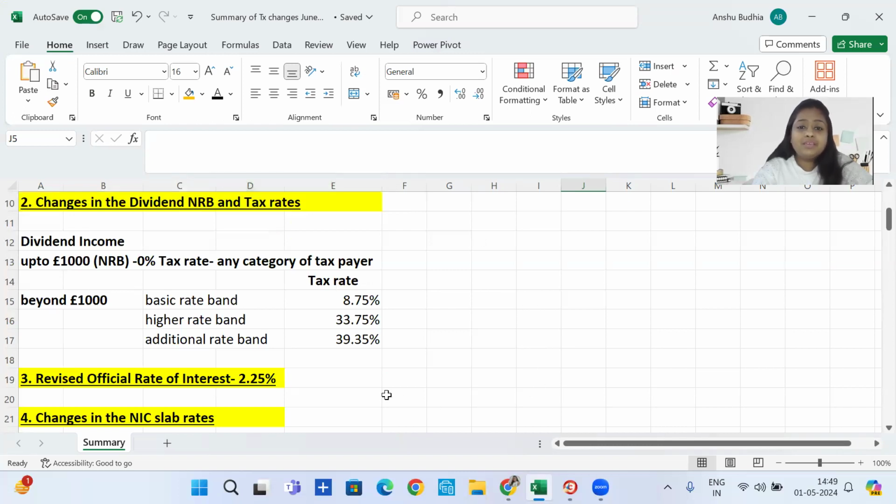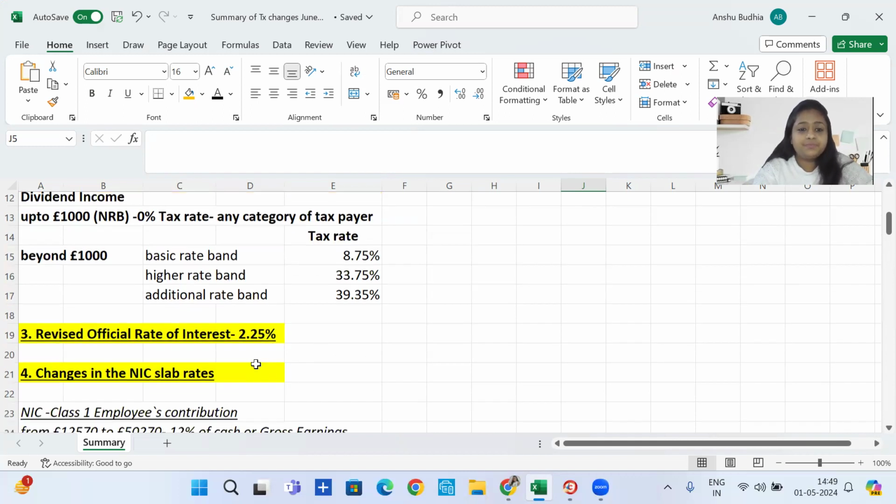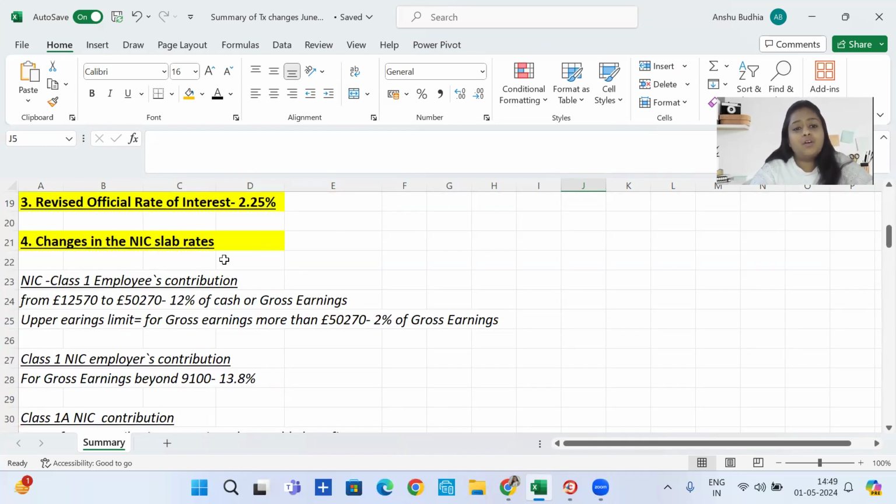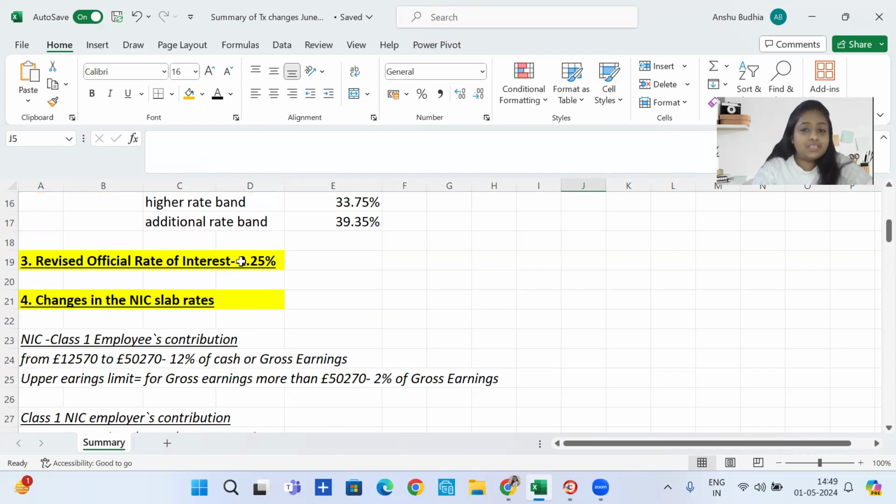Clear? Everybody? Yes. So you're going to apply these two revised slab rates and tax rates for all the questions that you practice for your June attempt onwards. Another small change: the official rate of interest. Whether you use it to calculate the beneficial loan interest benefit or the living accommodation benefit, everywhere you're going to use the official rate of interest as 2.25%. Yes, it is going to be given to you in your tax rates and allowances chart.